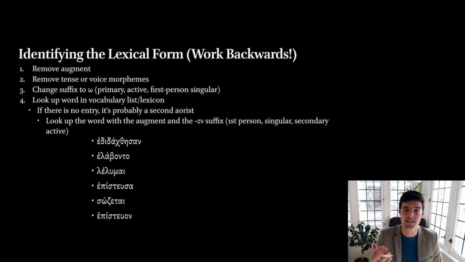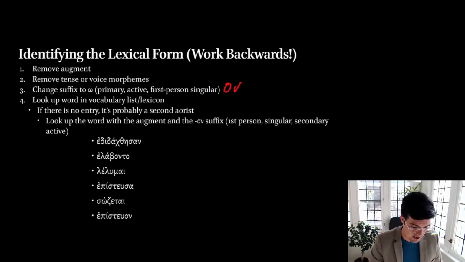So that you've sort of retroverted into a word that doesn't actually exist in the form that you've made it. So if you don't find it in the dictionary form, then what you should do is put the augment back on, and rather than changing the suffix to an omega, change it to an omicron nu, or as I tell you right here, and then look up that word. And then you should find in Black's vocabulary list, if it is indeed a second aorist, that he tells you this is the second aorist form of this verb.